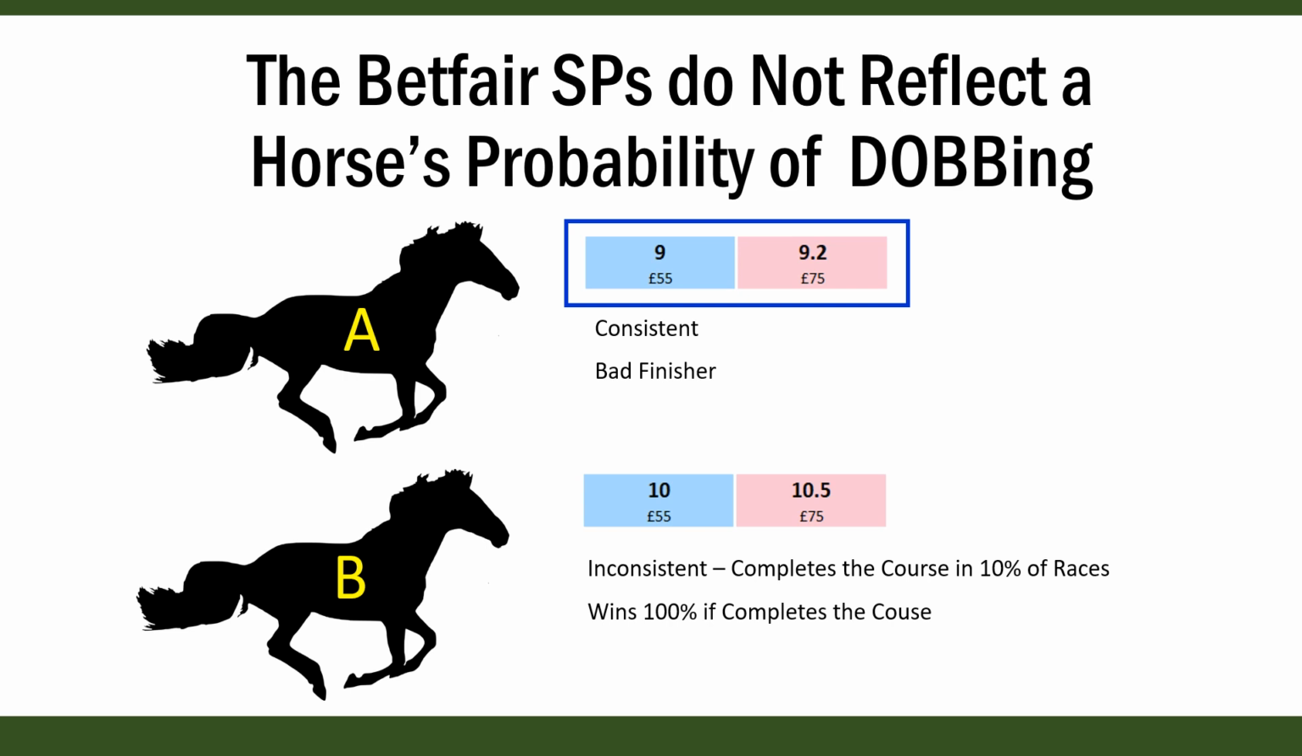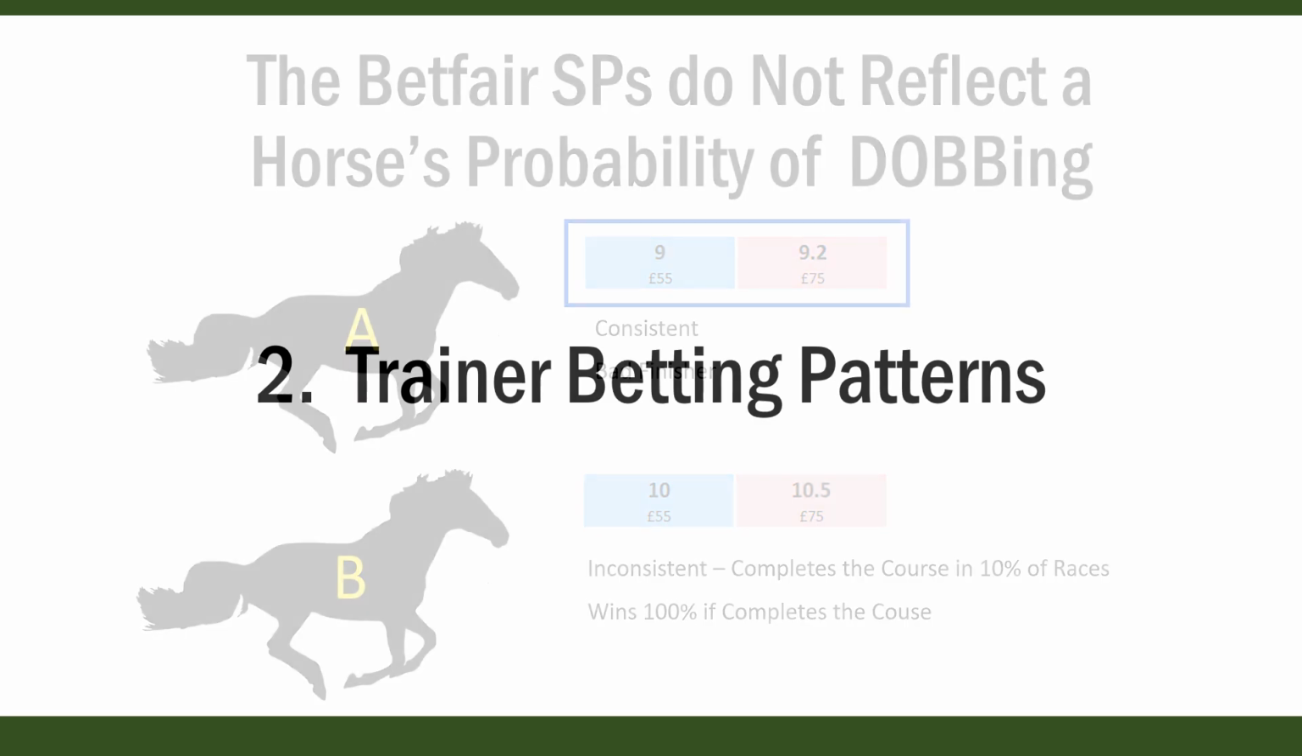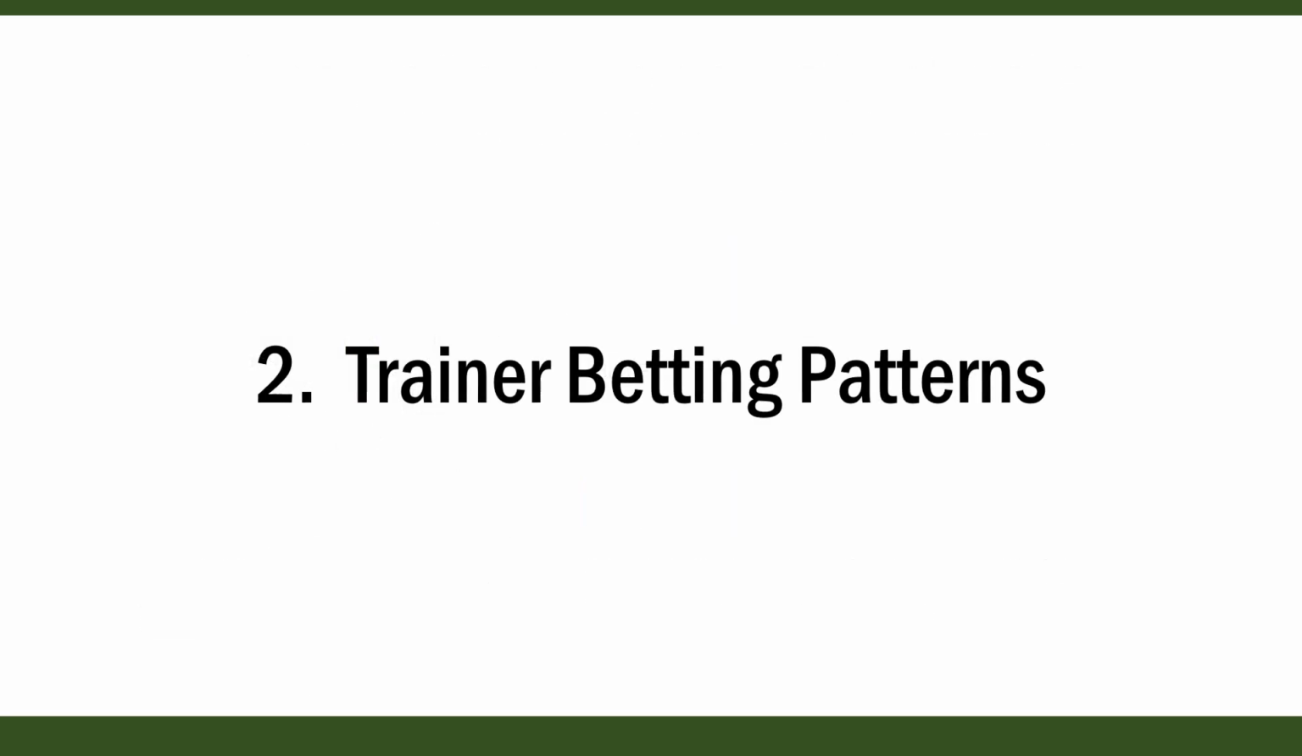In other words, the betting exchange odds are known to be efficient on the SP, but not on the horse's chances of dobbing. In the example of horse A and horse B, both have equal winning chances. However, they have completely different dobbing chances. Therefore, if the betting exchange SPs are efficient for the win, they can't also be efficient for the dob. So the bottom line is, there is likely to be value in dobbing. However, we still have to find this value.